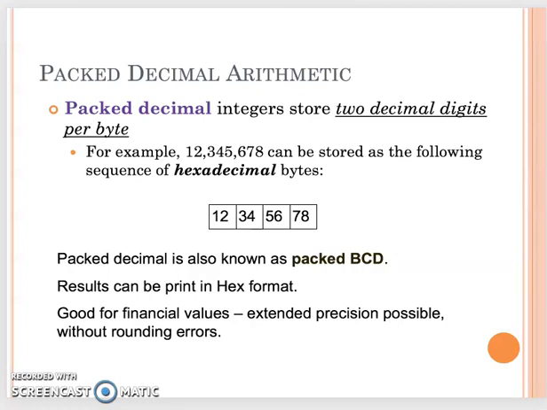So in the previous video we were using the unpacked BCD. The unpacked BCD actually uses 1 byte to represent one ASCII value. So here we talk about the other example, which is the packed decimal integer. In the packed decimal integer, they use 1 byte for 2 decimal digits.